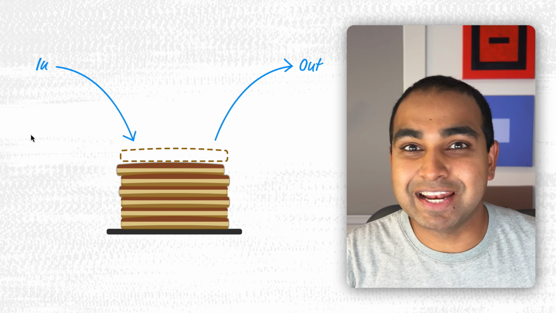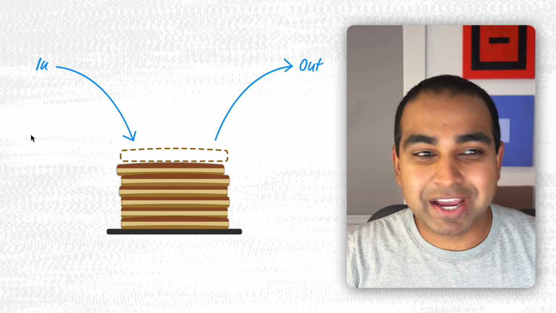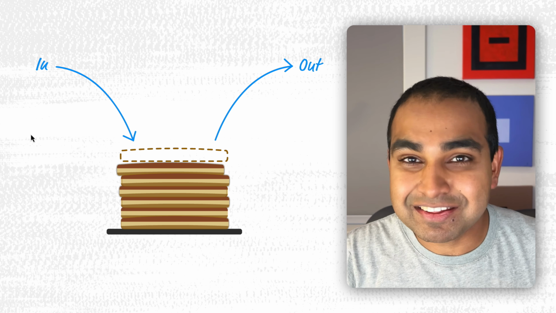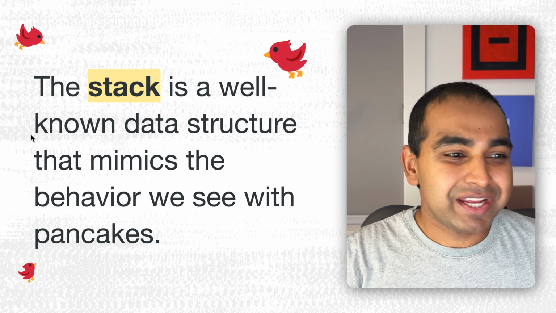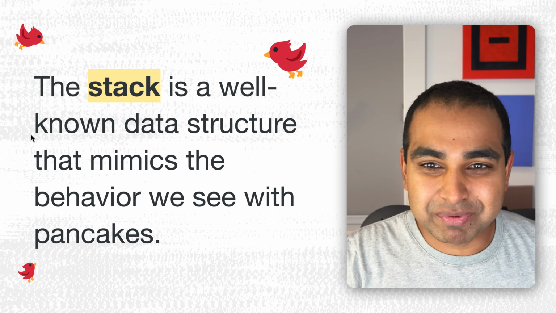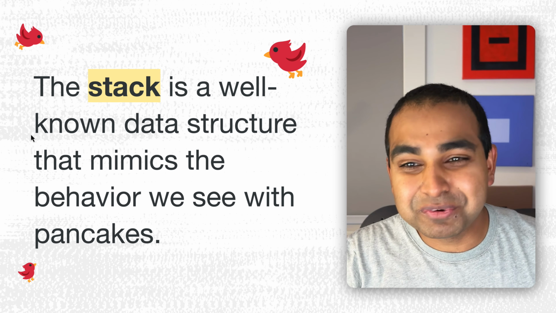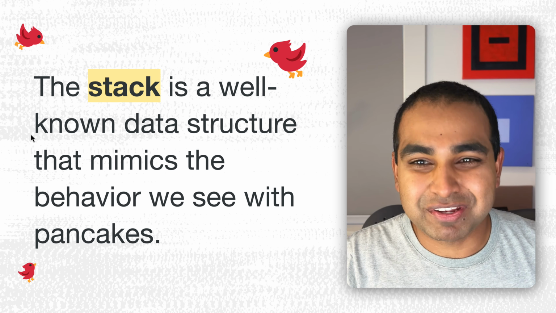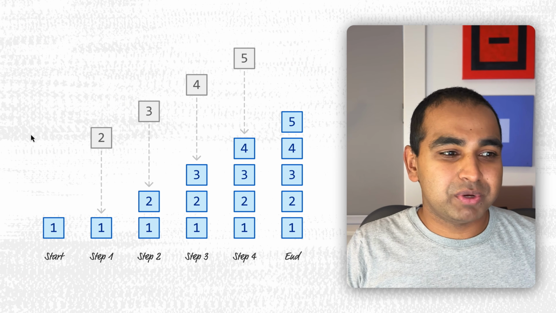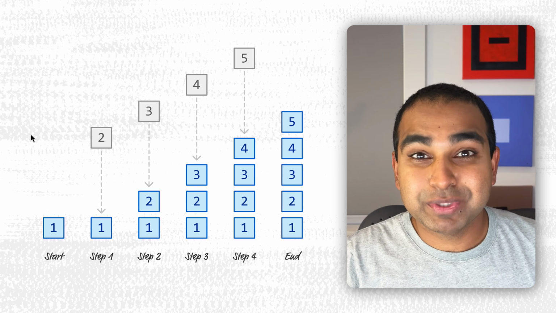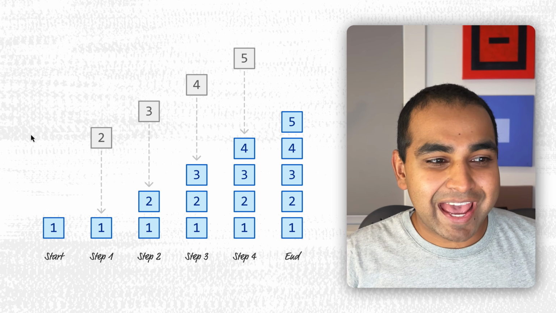So it's kind of an in and out situation here where you don't have to worry too much about the bottom items. The item you add last is the first to be removed. And the stack is a well-known data structure that mimics the behavior we typically see with pancakes. So if we shift our focus from looking at food and looking back at our typical representation of data, which is small units of information, let's say we start off with an item, let's say 1, and with a stack, let's say we want to add one more item to it. If you were to visualize it, you'll see that it gets added to the top.